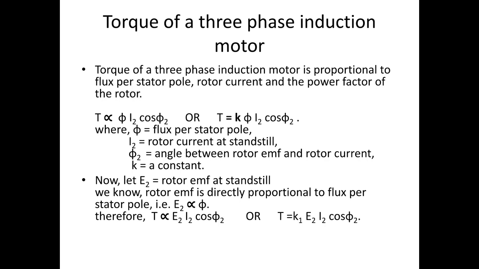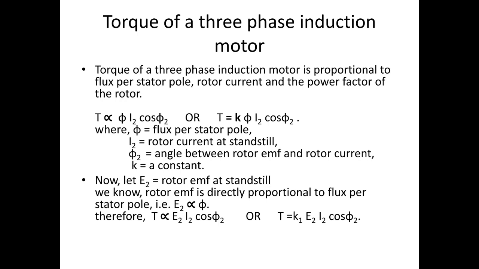In this, we are going to give a three-phase input to the stator. Due to electromagnetic induction, my rotor is going to get the three-phase induction, and a flux is developed and a sine wave is produced. So the torque of a three-phase induction motor is proportional to the flux per pole, meaning per stator pole. Then it is directly proportional to the rotor current, specified as I2, and the power factor of the rotor.